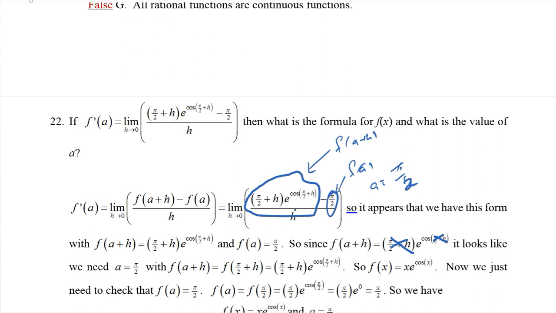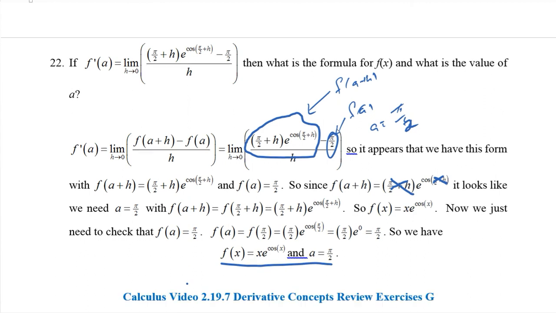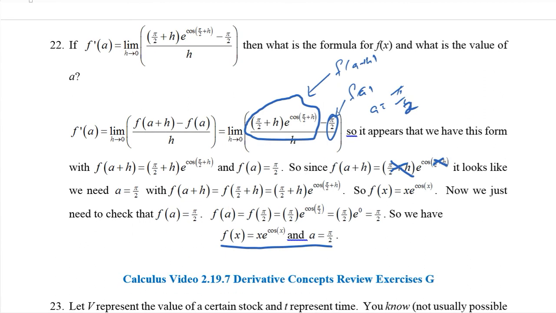That'll work as long as we take that function and plug in pi over 2 and get pi over 2 out. So let's see what happens if we do that. Plug in pi over 2 for x here and here. That would be f of pi over 2. Cosine of pi over 2 we know is 0. e to the 0 is 1. 1 times pi over 2 is pi over 2. So that would work out just nicely if we let x times e to the cosine of x be f of x and let a be pi over 2. That one works out just nicely.